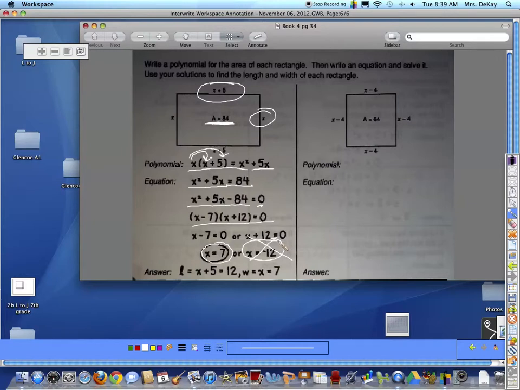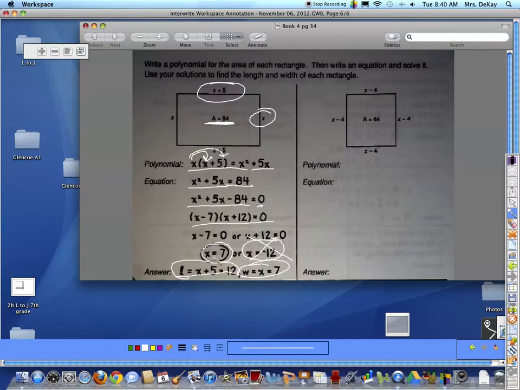So if x is 7, what is the width? If it's marked with an x, 7. If the length is x plus 5, what is the length if x is 7? 7 plus 5, which is 12. So the length is 12. That's what you'll be asked on your spot check. Oh, that looks hard. And the width is 7. It's not hard.